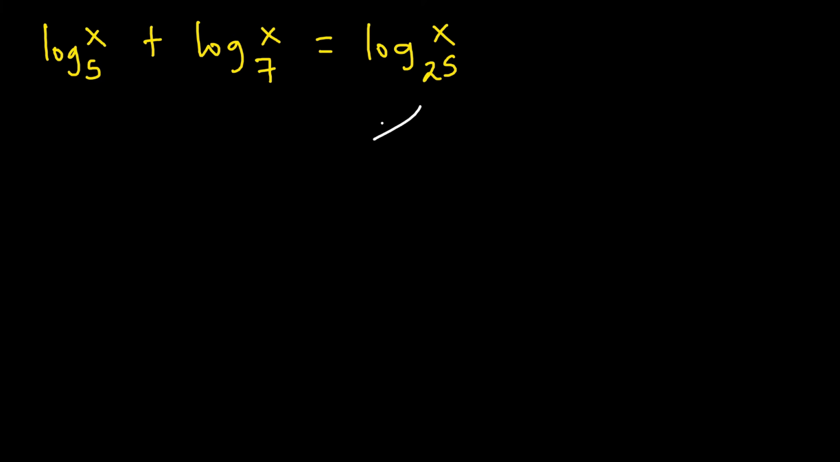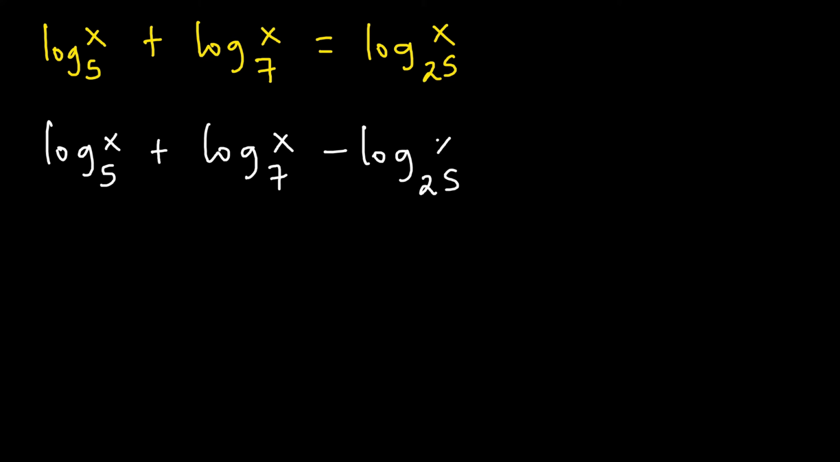First of all, let's take this to the left hand side. So we shall have log base 5 of x plus log base 7 of x minus log base 25 of x, and this will be equal to 0.